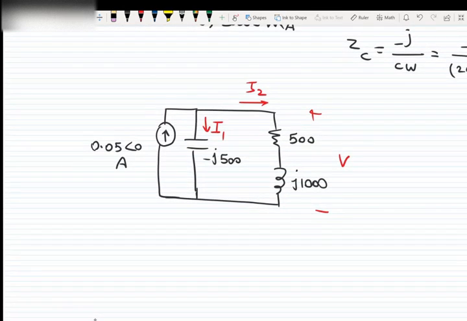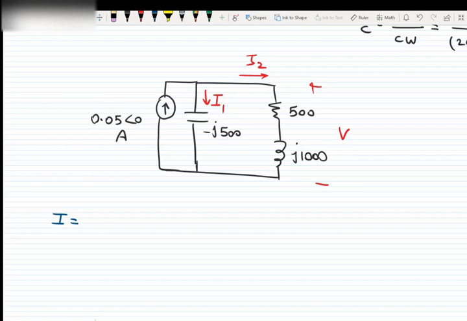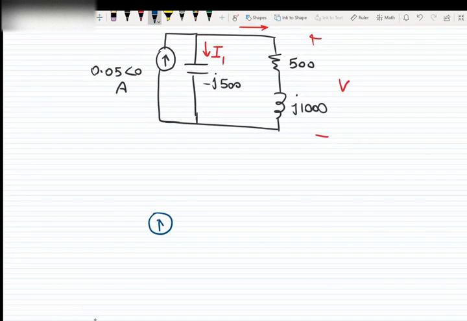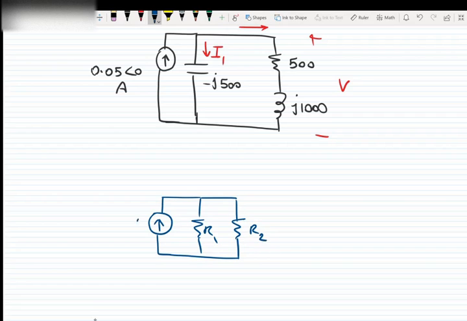And now it's time to find I1. Of course, I1 is equal to, here I want to use the shortcut. If you remember from 221, I said that in the circuits that we have a current source with two resistors, resistor R1, resistor R2, and I.